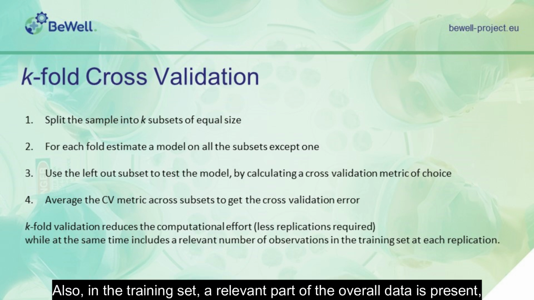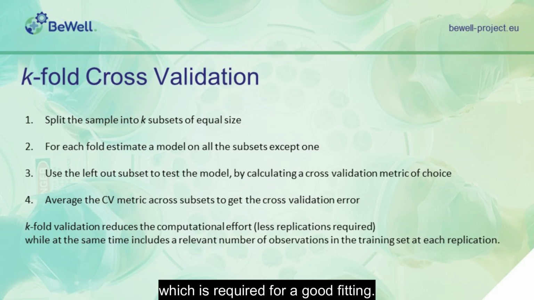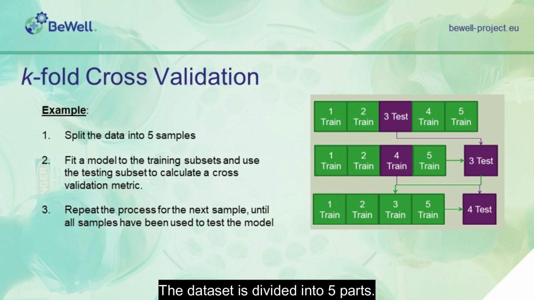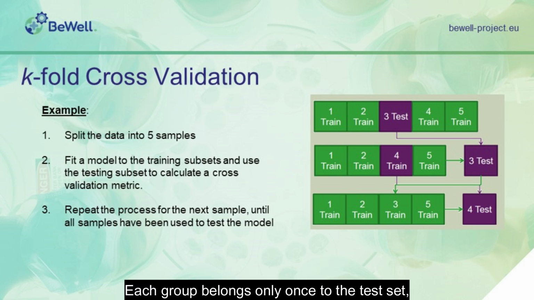Also, in the training set, a relevant part of the overall data is present, which is required for a good fitting. The figure shows an example in the case of k equal to 5. The dataset is divided into 5 parts. Each group belongs only once to the test set, and the cross-validation is repeated only 5 times.